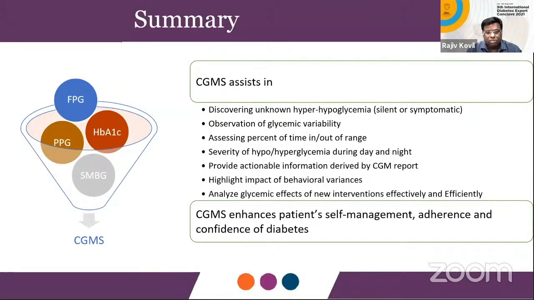So in summary, I would say the CGMS assists in discovering a lot of glycemic variability, and we know that fasting glycemic variability is linked to outcomes, and probably we need to use a lot of this powerful tool to make sure that we make our patient's life easier in the long run. Thank you all for a patient hearing.